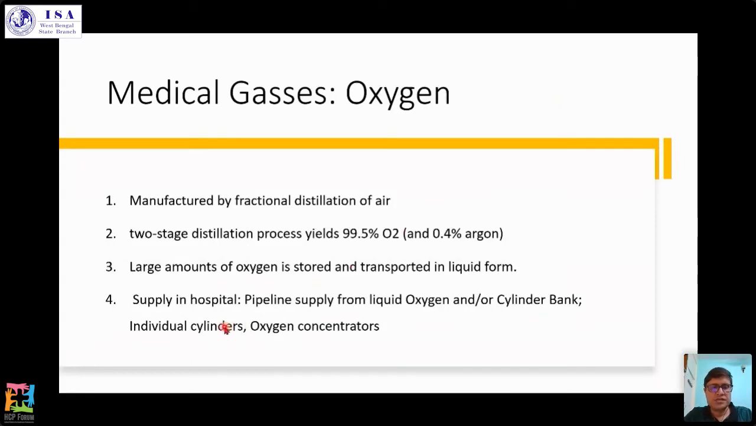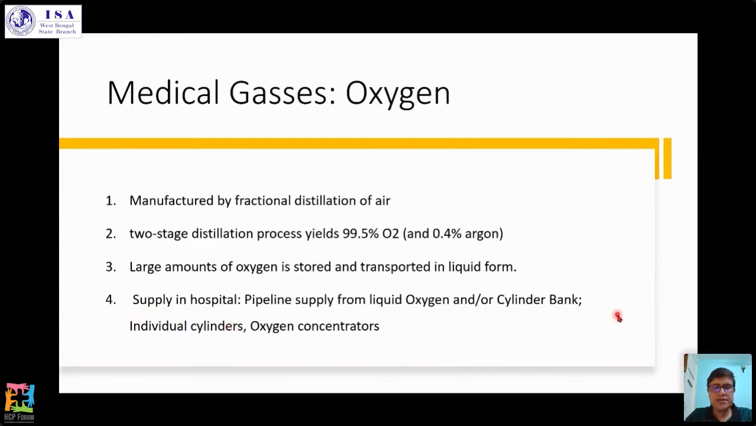Okay, and the last point is new. So supply is the pipeline supply from liquid oxygen or a cylinder bank. Usually there is a liquid oxygen supply in most of the places because oxygen is used a lot, so it's very difficult to supply from a cylinder bank. It's not economical. So simple economics dictates that we have liquid oxygen supply in the hospital premises, and as a backup we have to have cylinder banks.